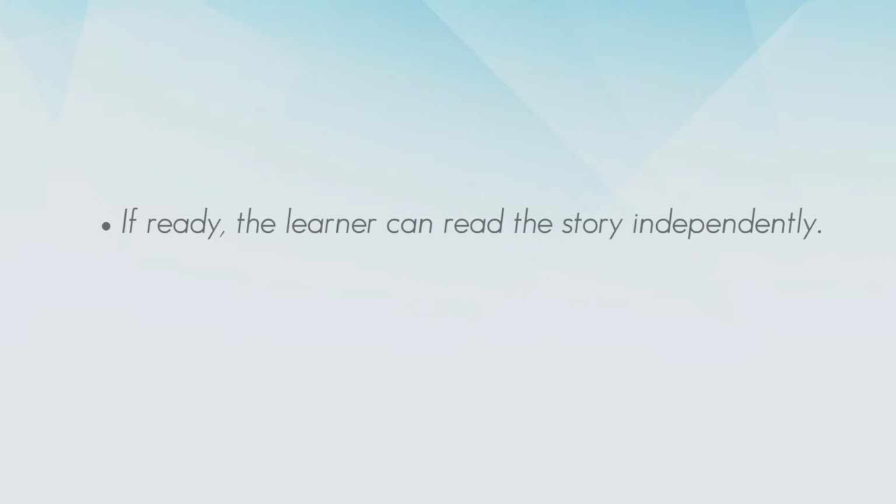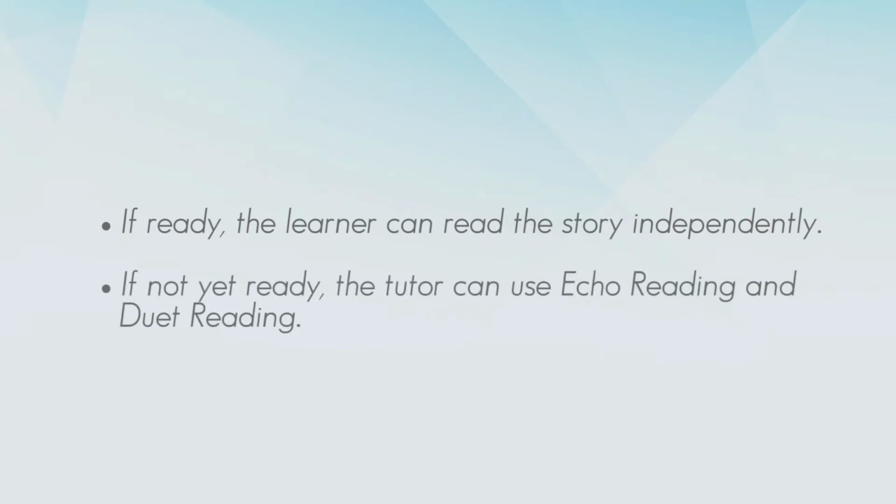In this chapter, the focus is on reading the story. The tutor has worked with this learner for quite a while and knows that he's ready to read the story aloud on his own. If he hadn't been ready, the tutor would have provided more support and first read the story to him, then asked him to repeat each phrase after she read it. This is called echo reading. Next, the tutor and learner would have read the story aloud together. This is called duet reading.